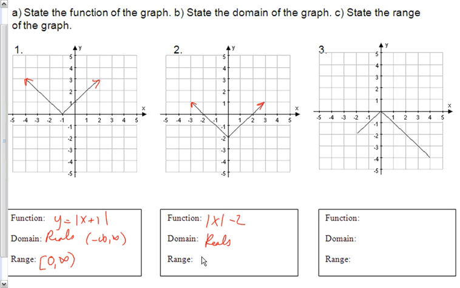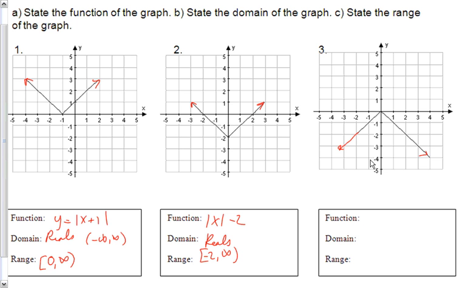But the range, on the other hand, what's the lowest it goes? It goes to -2. It goes as high as infinity, and you can get to -2. Right, this is a little different one. Let's just keep going like that.